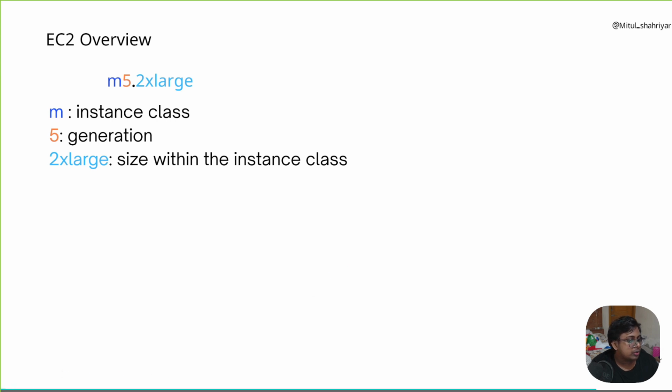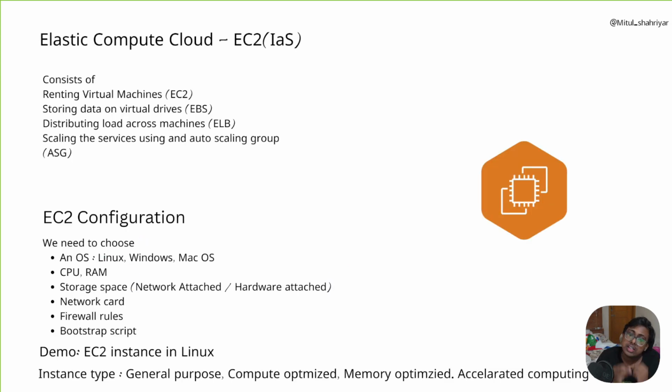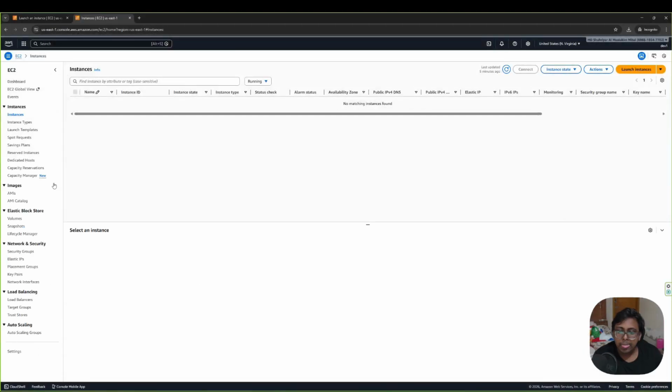But before that, let's learn about what we need to set when we want to create an EC2 instance. When you want to create an EC2 instance, you need to for sure mention the operating system you want. It can be Linux, Windows, or Mac OS. Then you need to mention the CPU and RAM. You need to mention the network card, firewall rules, bootstrap script, and so on. That's good. Now let's go for the demo, and we'll learn how we can actually create an EC2 instance.